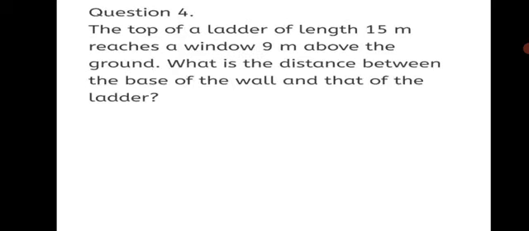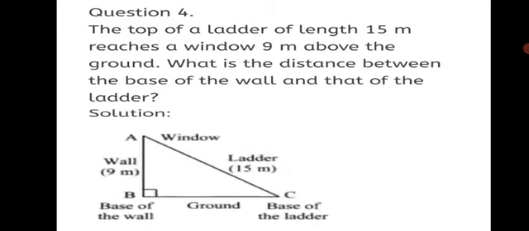Question number 4, the last question. The top of a ladder of length 15 meter reaches a window 9 meter above the ground. What is the distance between the base of the wall and that of the ladder? For this, we will have to frame a figure. Let's have a look at the solution.